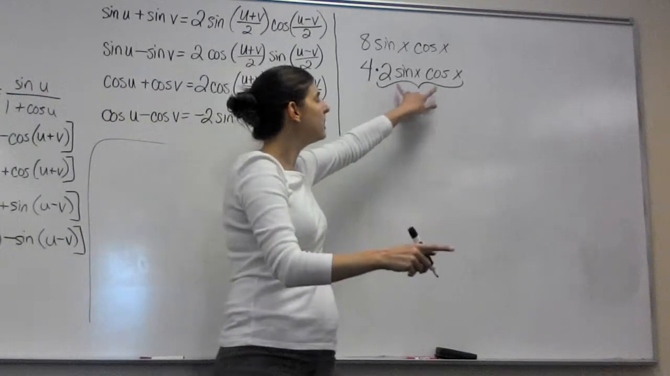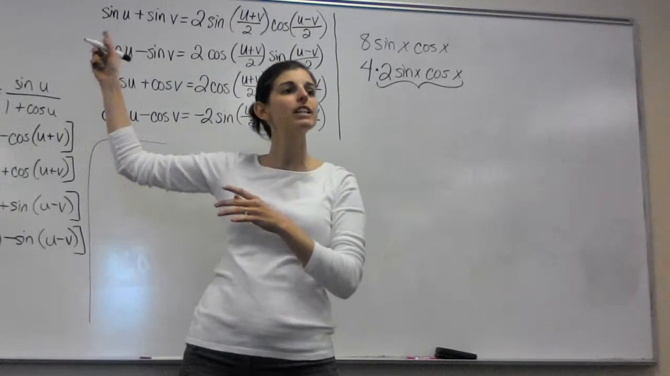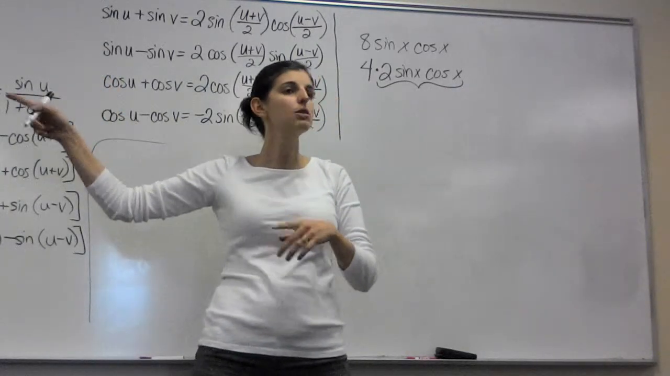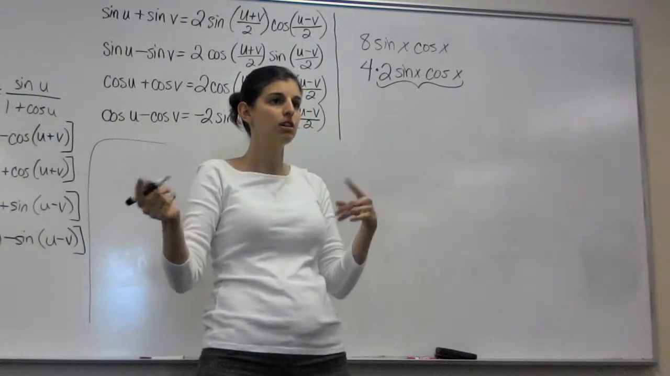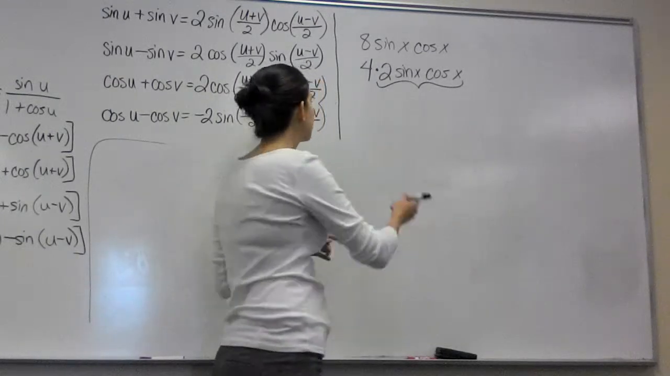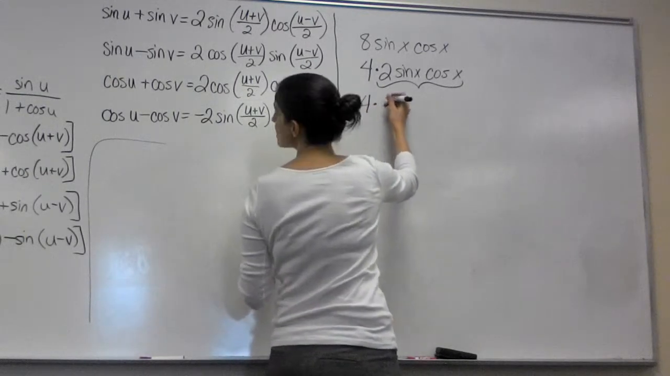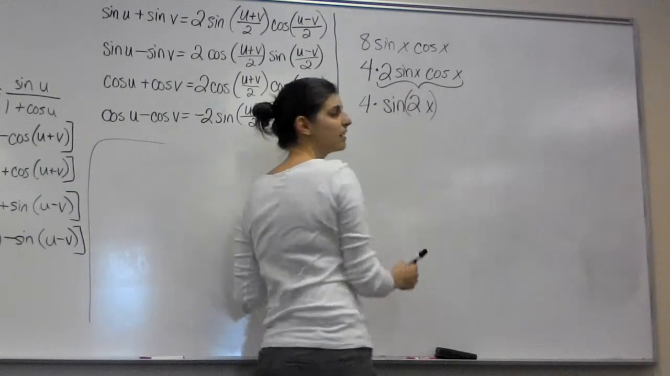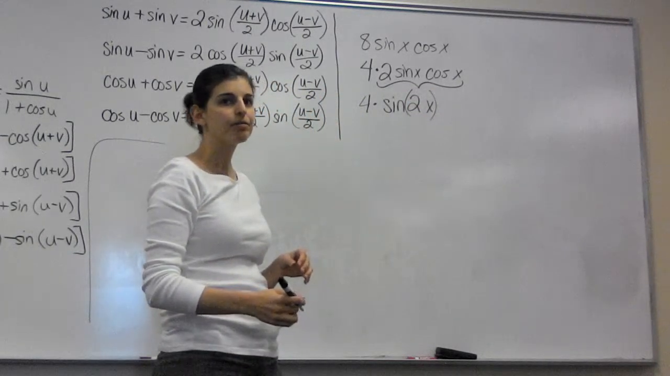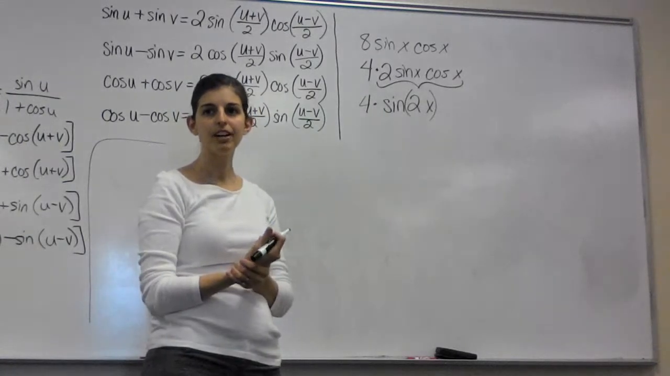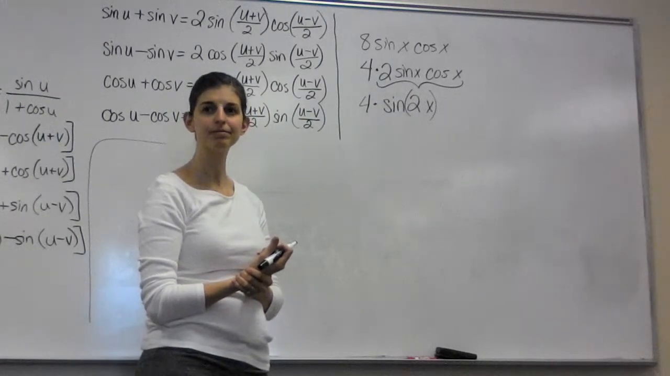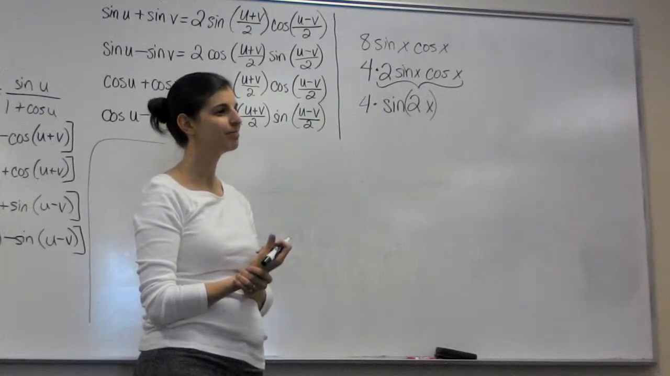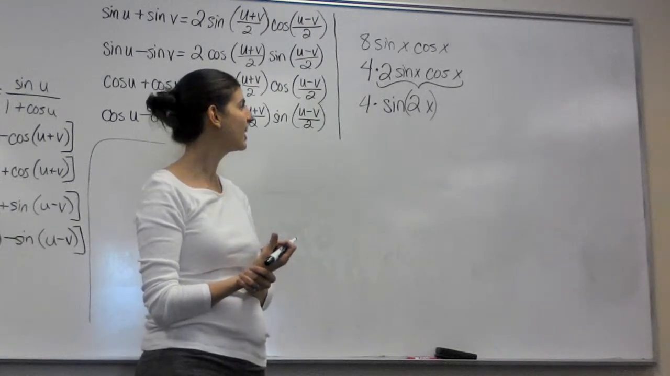This right here looks exactly like what sine of 2u is equal to, except my x's are u's. So do we just do the whole problem like that? So 4 times sine of 2x. Wait, question.